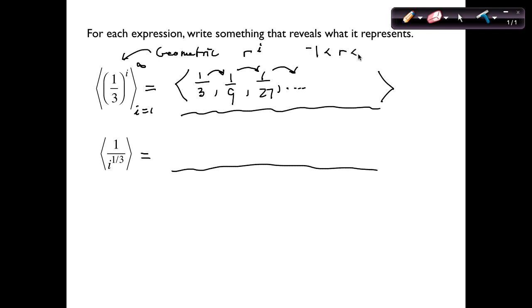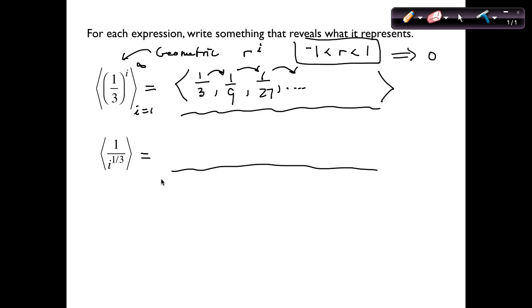r is a fraction, right? When r is some fraction of 1, it can be negative too. As long as r is a fraction, you keep taking a slice of what you had before, and eventually that's going to get very, very small. As long as r is something between -1 and 1, then the sequence goes to 0.